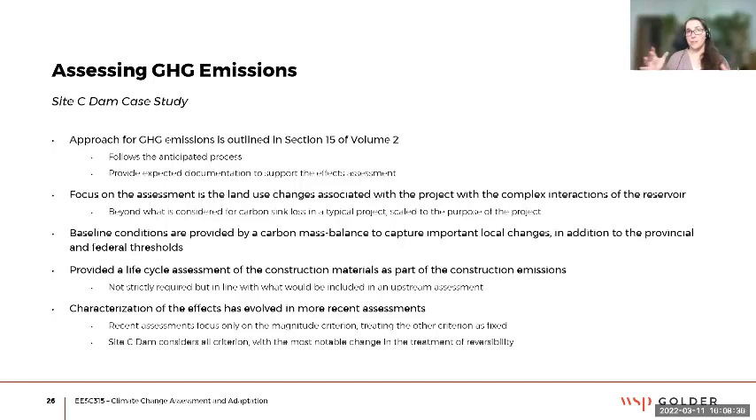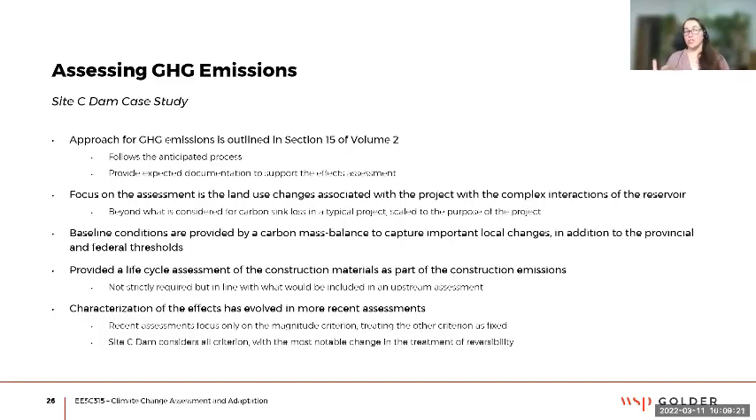For the baseline conditions, they looked at the carbon mass balance to capture the important local changes in addition to the provincial and federal thresholds. So again, understanding the specific context of this project and what was most appropriate. They do provide a life cycle assessment of the construction materials as part of the construction emissions. Again, not strictly required, but good information to have. It's above and beyond what's needed, but this is more in line with what you'd see in an upstream assessment. So again, if this is of value either through engagement or through the corporate strategy of the person implementing the project, you may see some of these above and beyonds coming in.